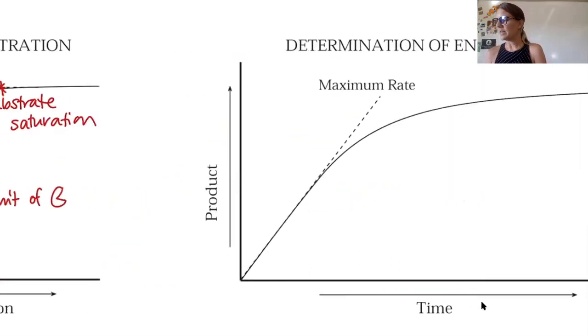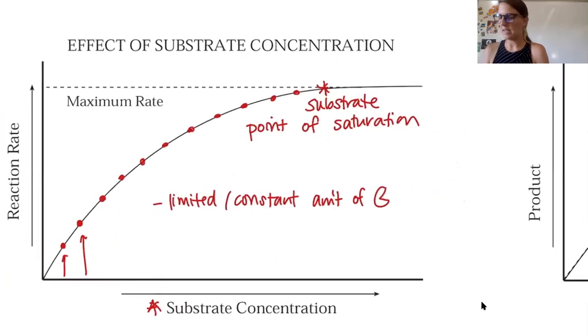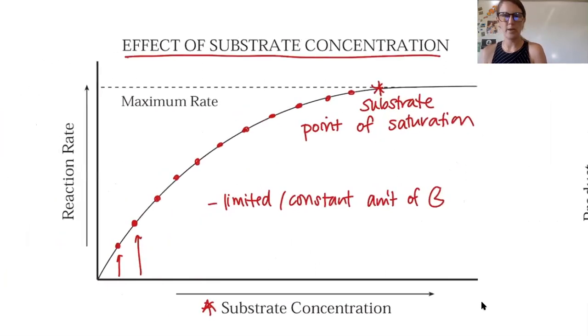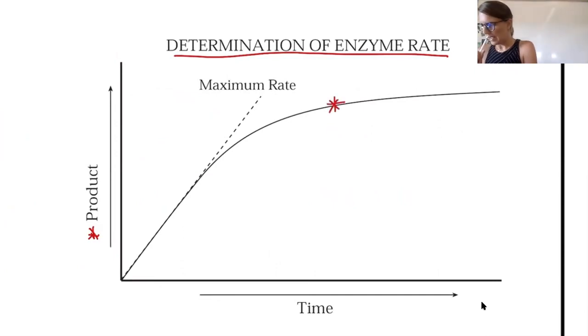All right, the next graph is, that was the effect of substrate concentration. Now we're going to look at determination of the enzyme reaction rate. So here we're looking at the product being formed over time, all right? The product being formed. Anytime you see this situation, we are going to also have a graph that's tapering off, all right?